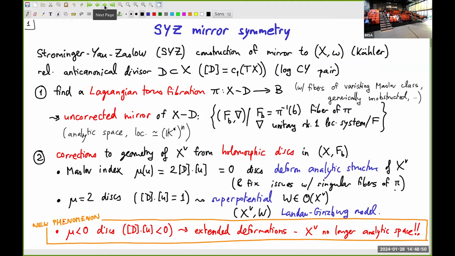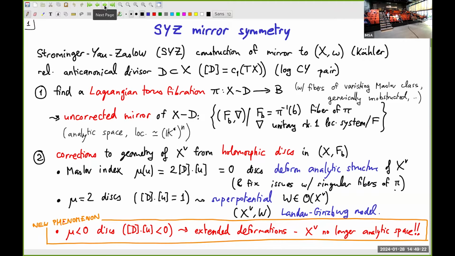The idea is to start from a Lagrangian torus fibration on the complement of some anticanonical divisor, to first build an uncorrected mirror, which is basically some space of Lagrangian fibers of my torus fibration, together with unitary rank 1 local systems on them. And we've seen that this is an analytic space locally modeled on pieces of the algebraic torus over the Novikov field.